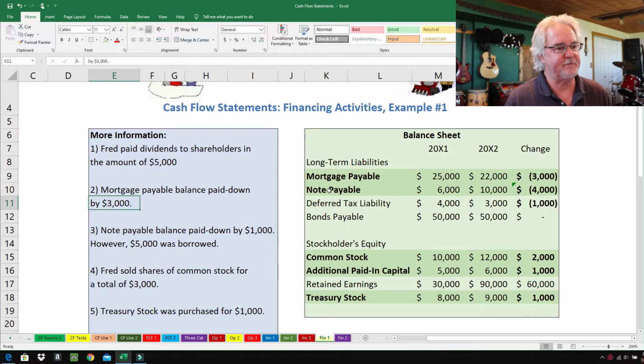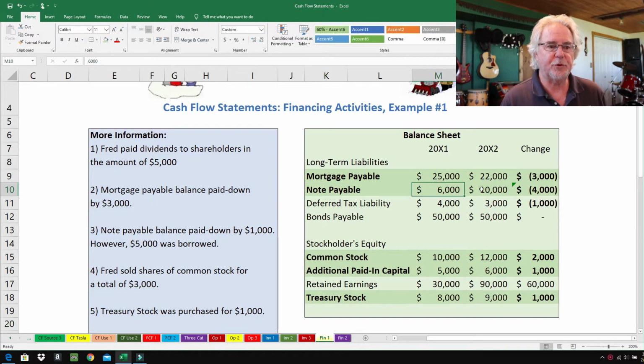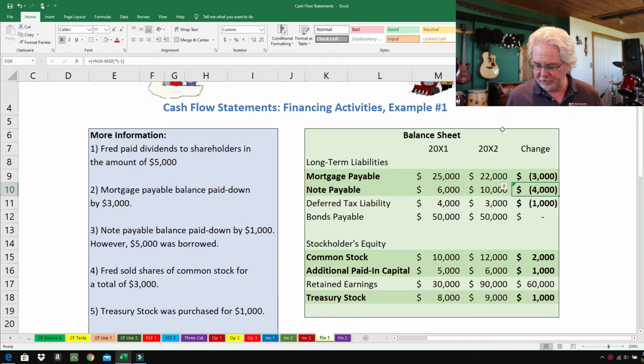So let's see what else we have. We have note payable. Note payable was $6,000 and it grew to $10,000, and the change is a positive $4,000. So we have to see what happens. We'd have to look in the general ledger, look at journal entries, talk to people, look at documentation, and try to figure out what happened here with the note.